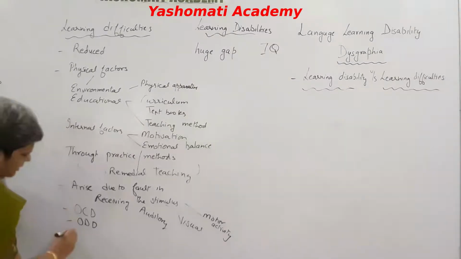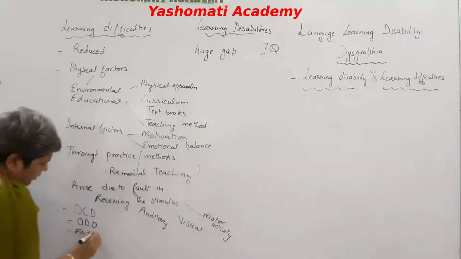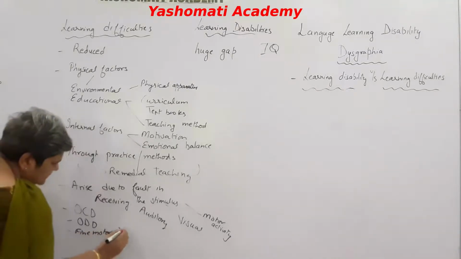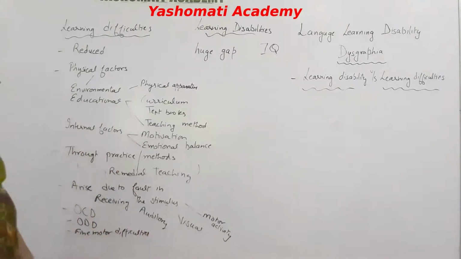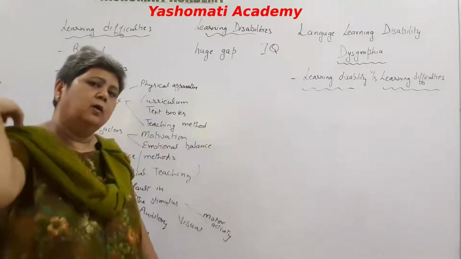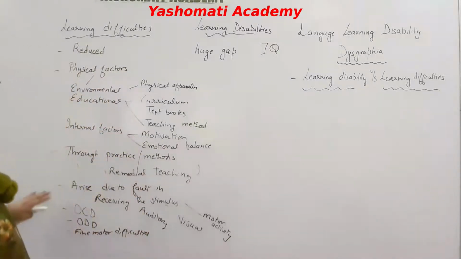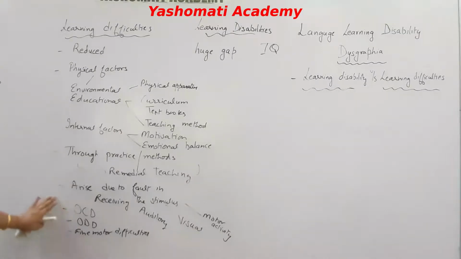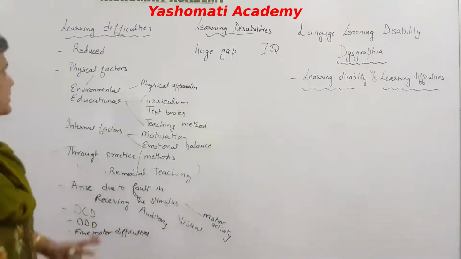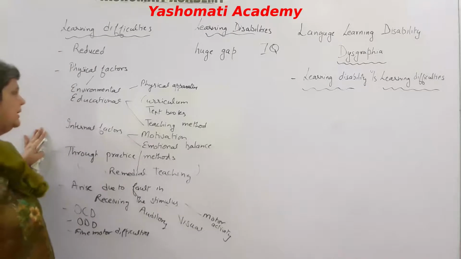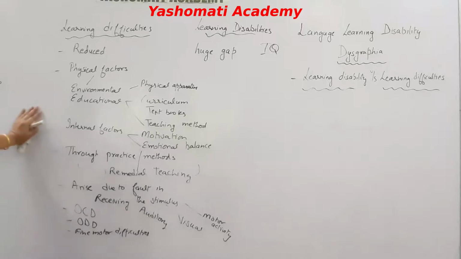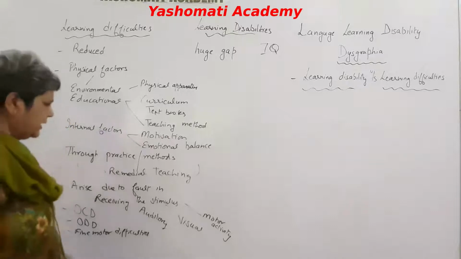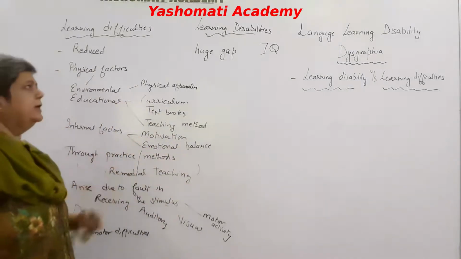Similarly, there may be fine motor difficulties. Maybe the child has not developed the muscles as yet and he is not able to do the fine motor activities. Similarly, communication disorder and depression are also learning difficulties, because depression is related to emotional imbalance, and in communication disorder the child is not able to communicate properly, so that is also a kind of learning difficulty.